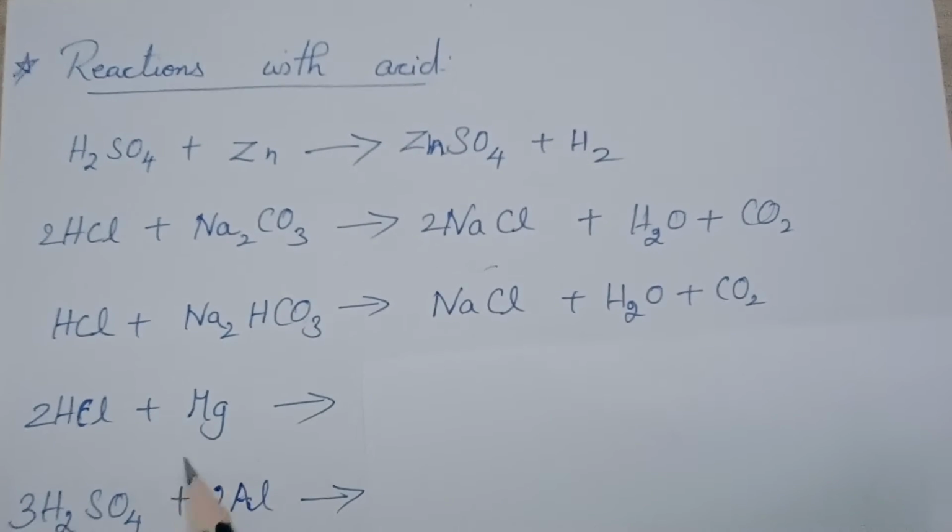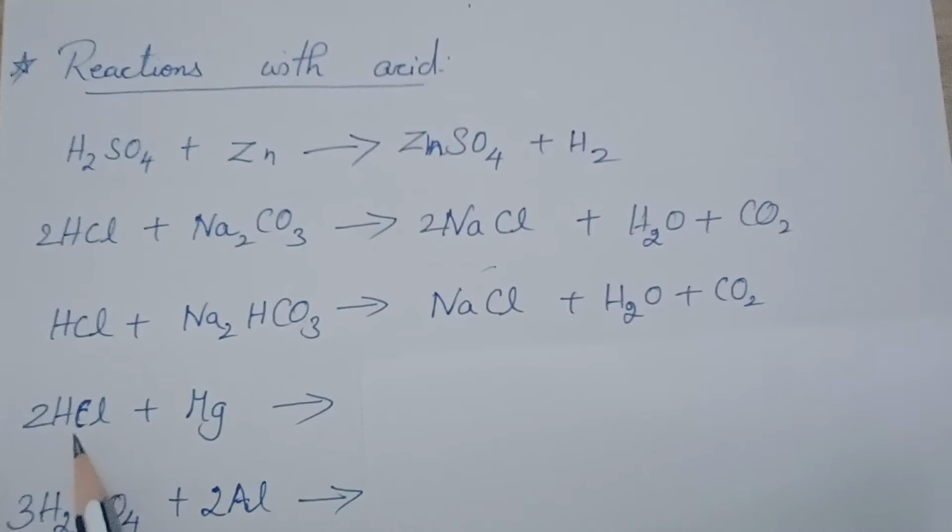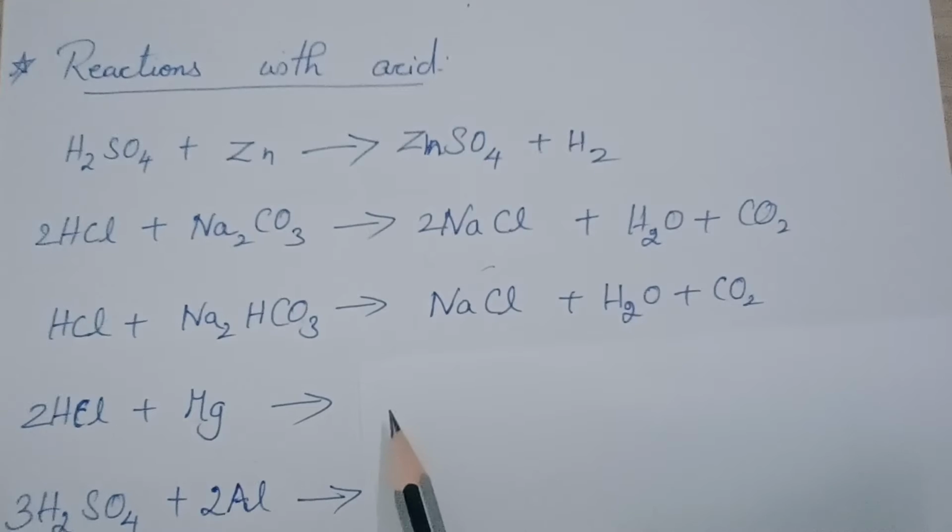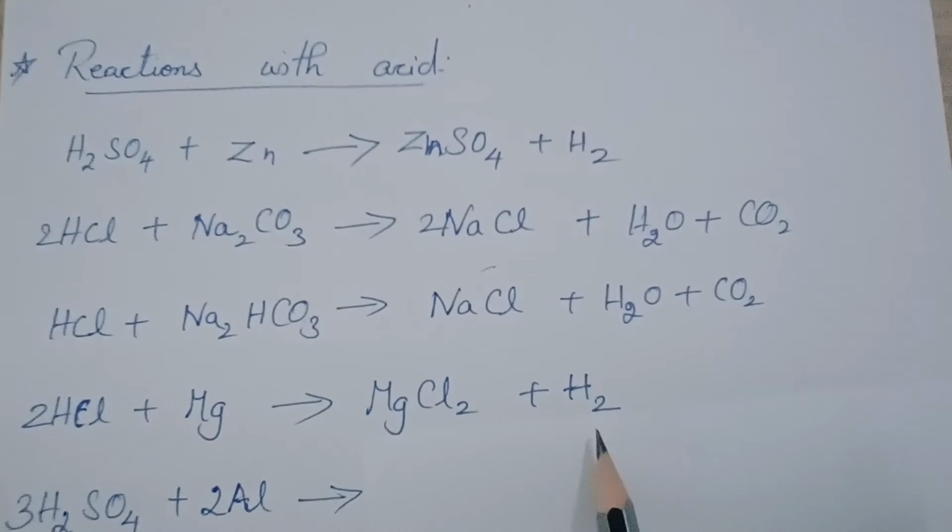Okay, next, acid plus metal gives salt plus hydrogen gas. What is the salt here? Magnesium chloride plus hydrogen gas.